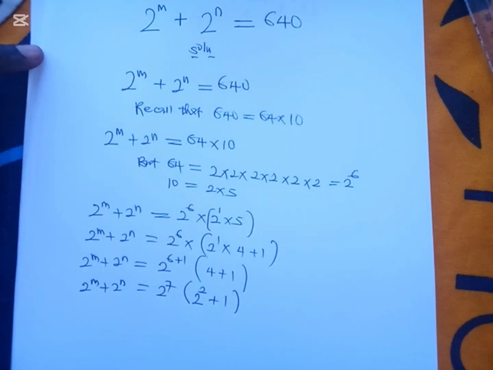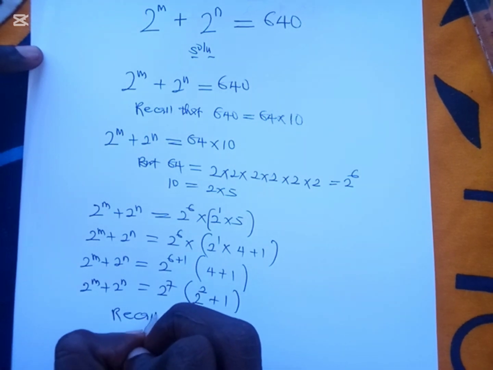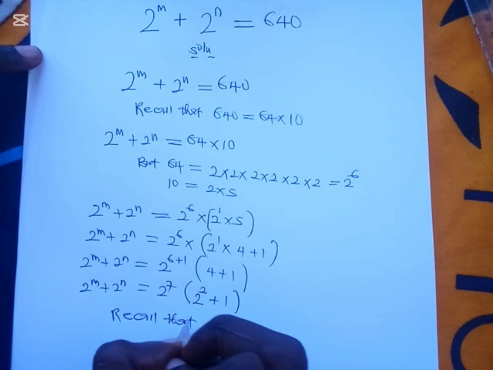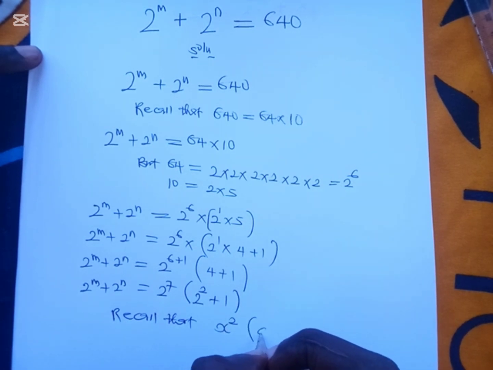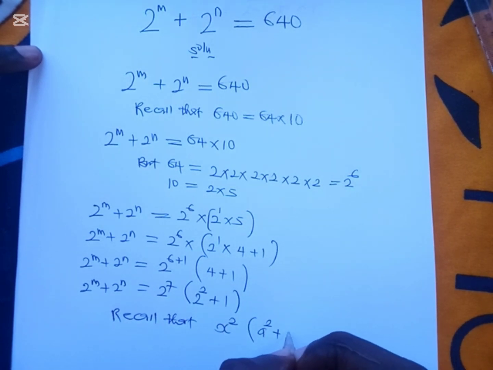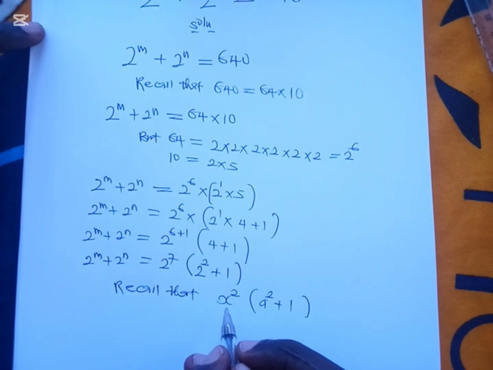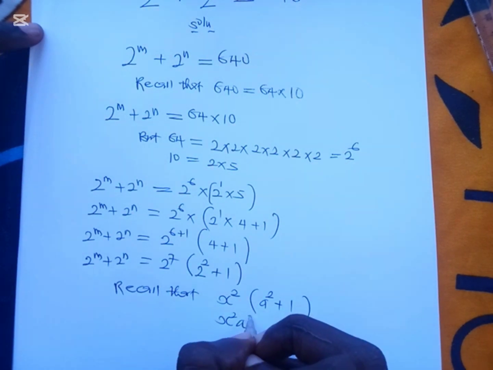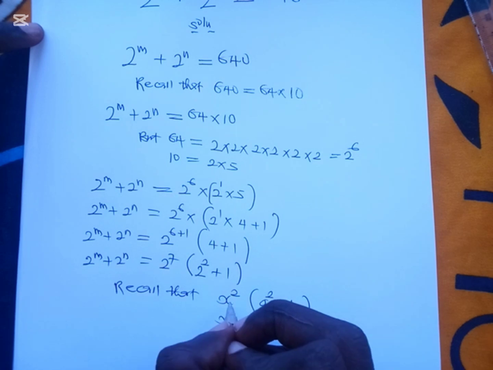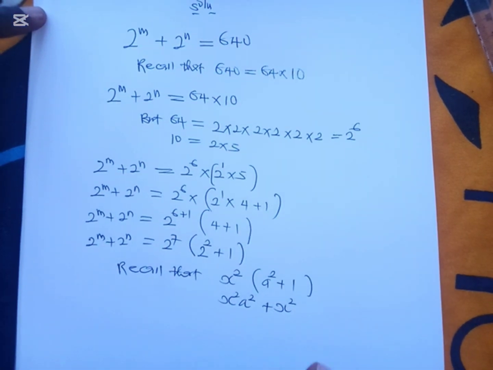Now having something like this, just like if you recall that x square into a square plus 1. So having something like this, what I need to do, we use this to multiply by this. Now we say this becomes x square a square plus x square times 1 is x square. So that is the same thing that we have to apply here.